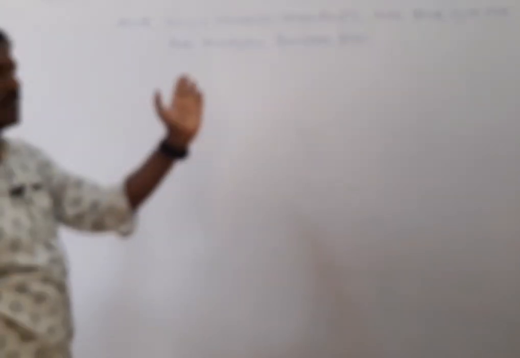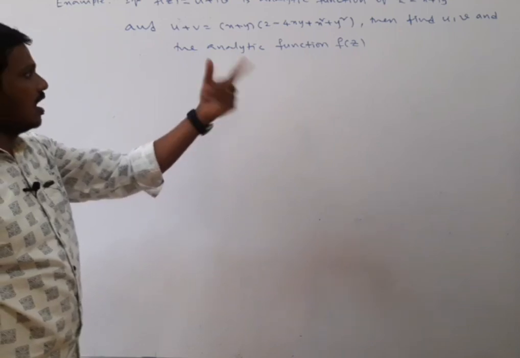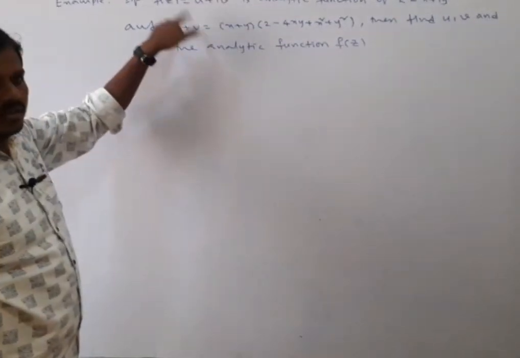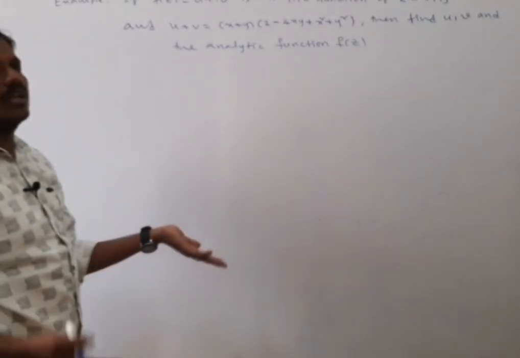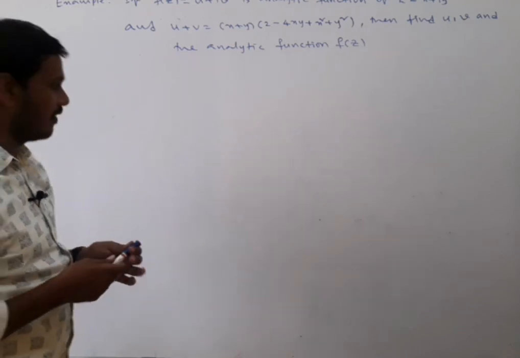And that means u is the real part of f(z), v is the imaginary part of f(z), and also find the analytic function f(z). Is it clear for the problem? Here u + v is given, the function is analytic, then we have to determine u and v separately, and when we have u and v, you can write f(z) = u(x,y) + iv(x,y). Now coming to the solution, this model is very important.